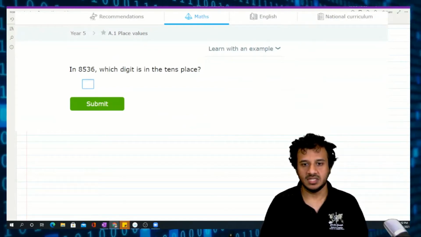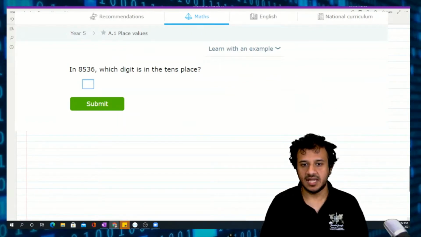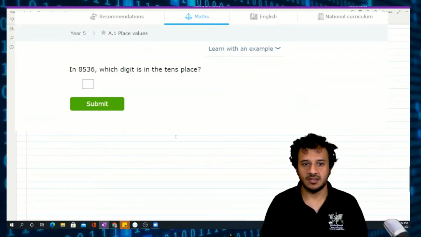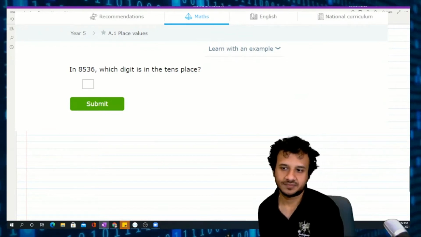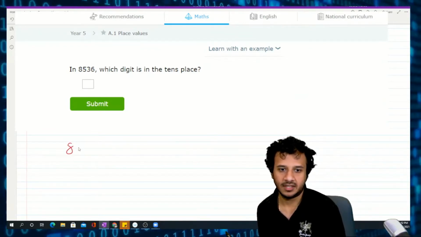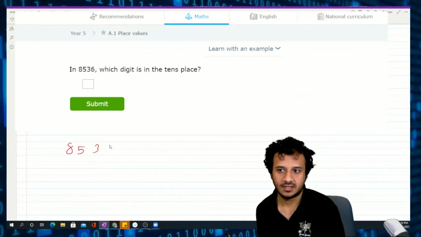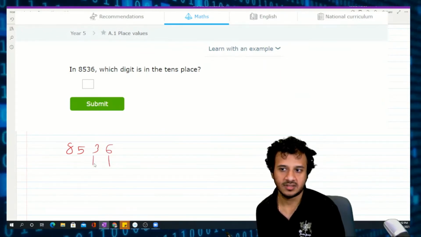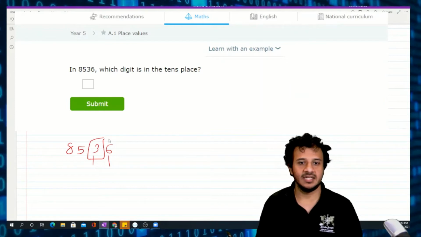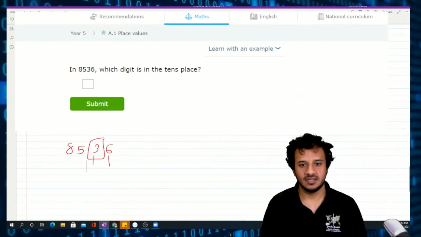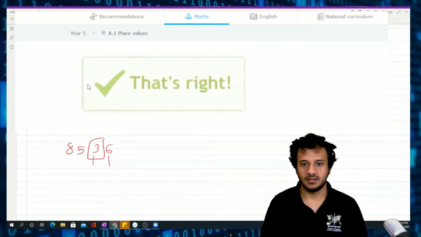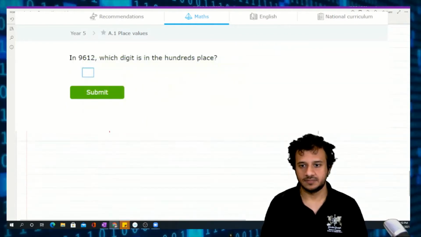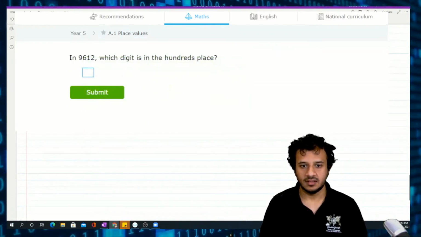In 8,536, which digit is in the tens place? So what is the tens place of this? We got 8, 5, 3, 6. I told you ones and then tens. The digit in the tens place is 3. So we are going to put 3. That's correct.